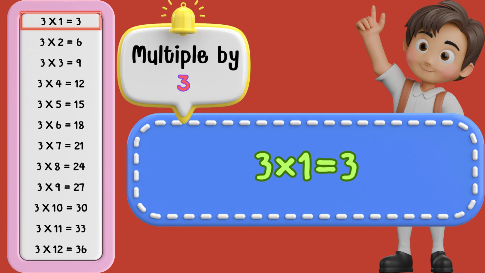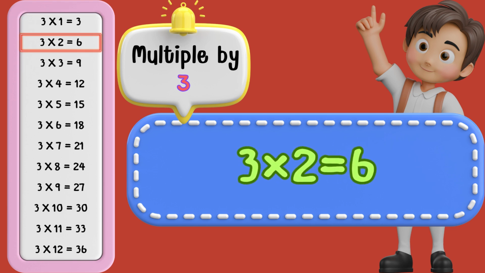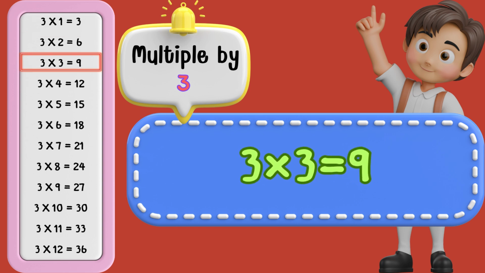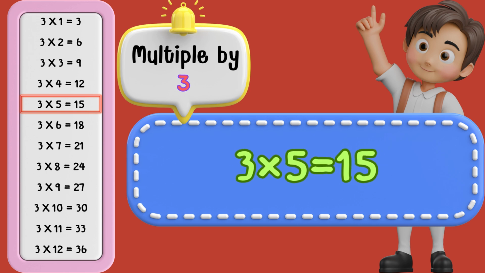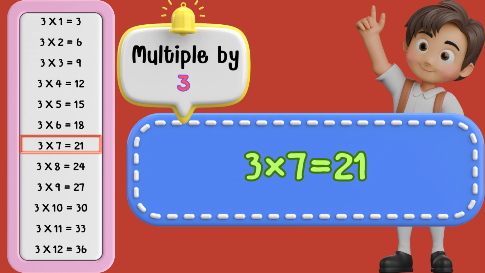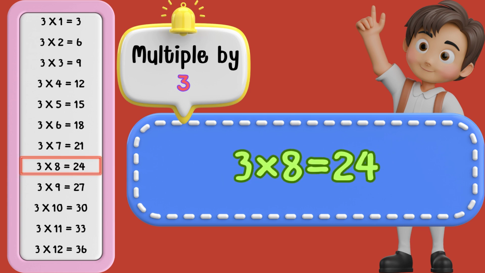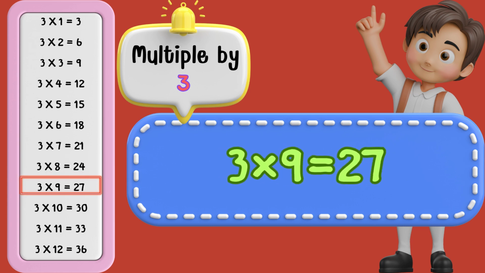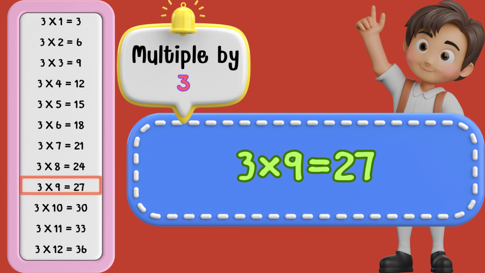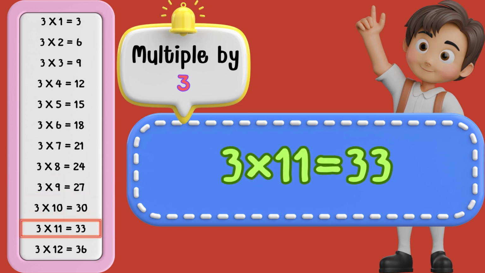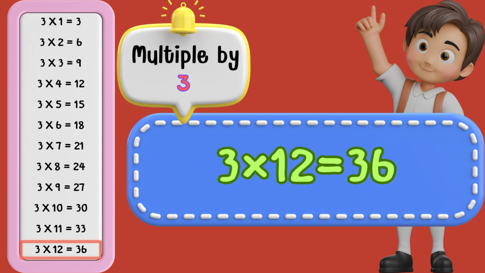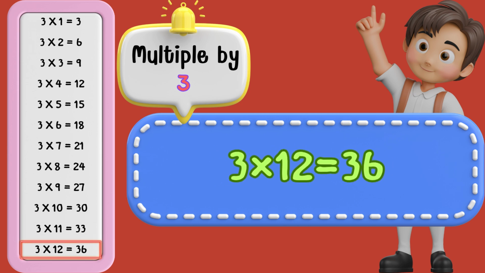3 times 1 is 3. 3 times 2 is 6. 3 times 3 is 9. 3 times 4 is 12. 3 times 5 is 15. 3 times 6 is 18. 3 times 7 is 21. 3 times 8 is 24. 3 times 9 is 27. 3 times 10 is 30. 3 times 11 is 33. 3 times 12 is 36.